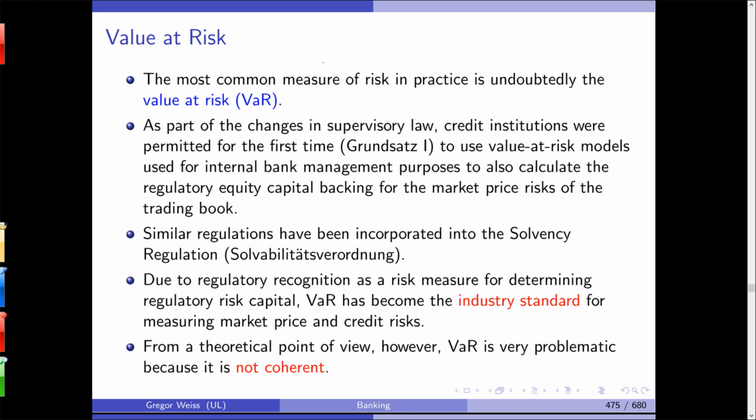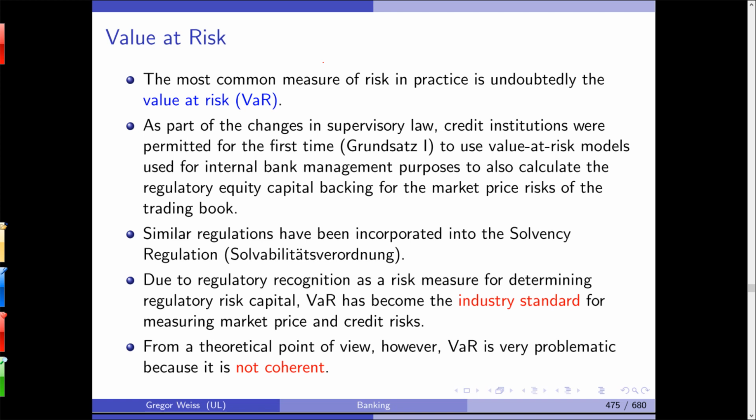regulators said, well, if every bank is using it anyway, let's make it official. Let's force all banks to report the value at risk. Seems to be industry standard and seems to be a pretty good risk metric. In Germany, it was included in Grundsatz 1. It was incorporated into the solvency regulation, the Solvabilitätsverordnung. You will find value at risk in almost all national and international regulatory documents on banking and even insurance companies.